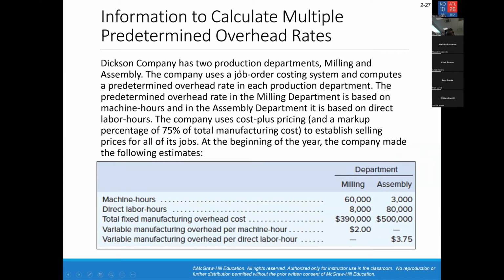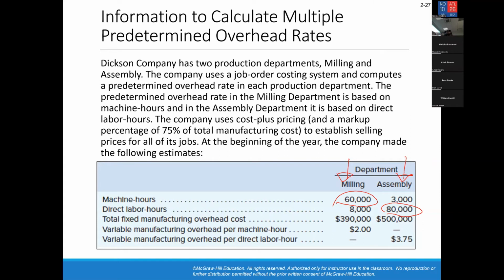We have Dickinson Company. They have two production departments, the milling and assembly. So the company uses a job order costing system and computes a predetermined overhead rate for each production department. And then we have a predetermined overhead rate in the milling based on machine hours. So the milling department, they're telling us that we're using machine hours. Assembly department, we're using direct labor hours. Okay, so we have two different departments allocating using two different allocation bases.